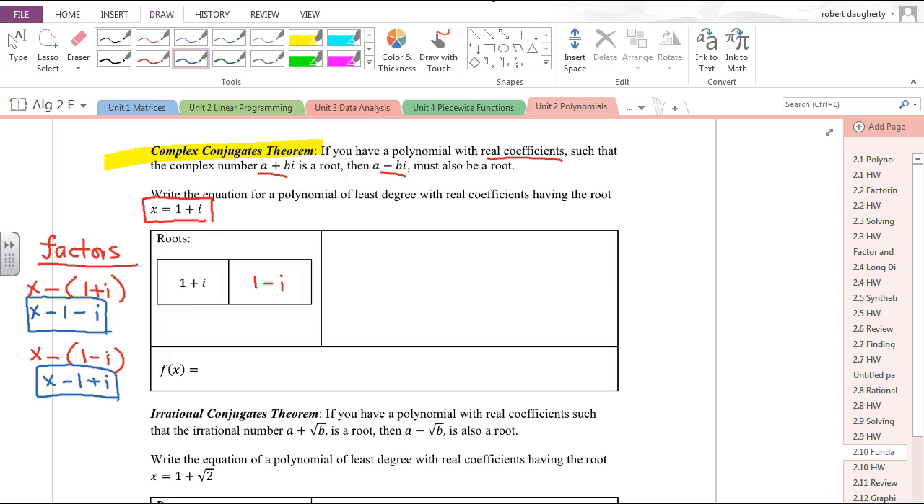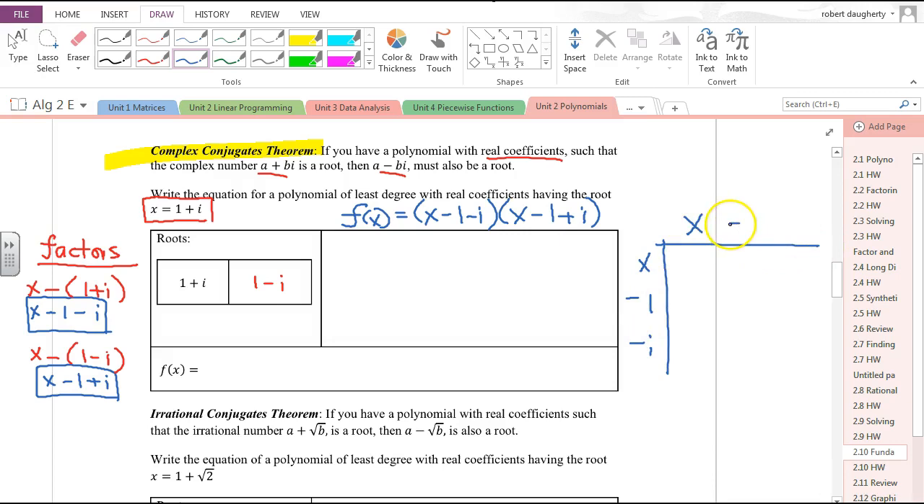So what is this polynomial? This polynomial is f of x equals x minus 1 minus i, x minus 1 plus i. What do I do now? I what? Multiply these together, okay? So this is x minus 1 minus i, x minus 1 plus i.